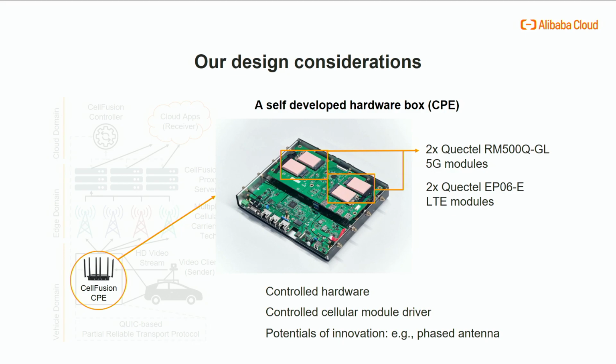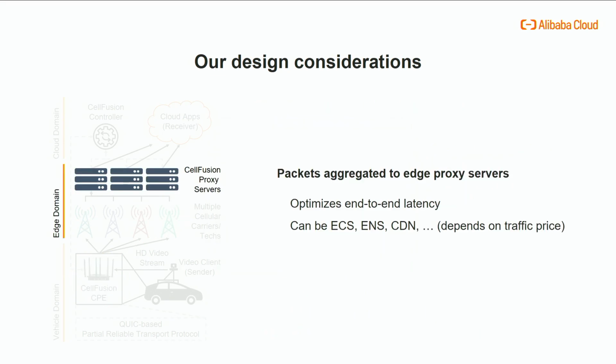Finally, given the flexibility, we are also able to manufacture some hardware components like the antenna for further improving performance. Next, we deploy packet aggregators that forward video traffic to real receivers at a network edge near our hardware. At runtime, the hardware automatically chooses the nearest edge proxy server to forward user traffic.